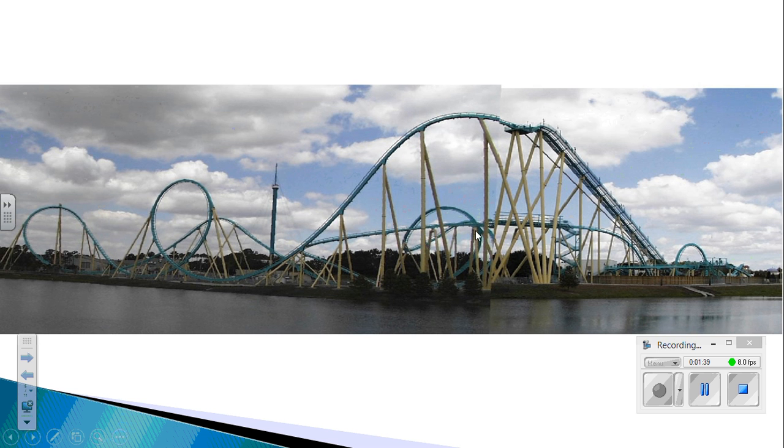But notice that none of the hills on the roller coaster is as tall as the first one, and it never will be. The first hill has to be the tallest hill on a gravity-type roller coaster.